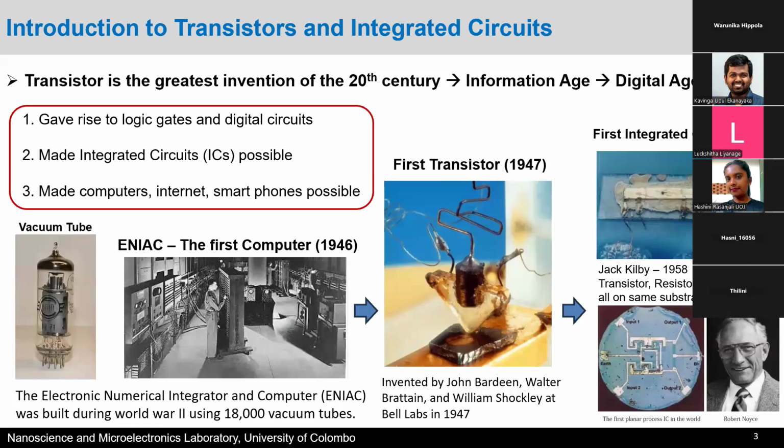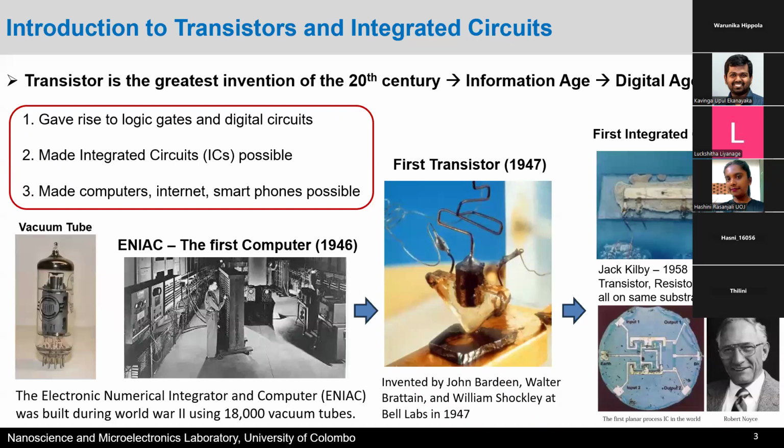So, before we start, I want to ask you, what do you think is the greatest invention in the 20th century? I believe it's the transistor, right? Because the transistors gave rise to logic gates and digital circuits. They also made the integrated circuits, the ICs, possible. And because of the ICs, now we have the computers, the internet, and also the smartphones, right?